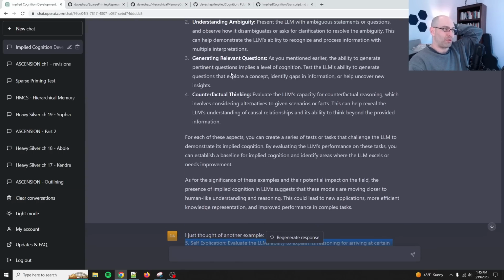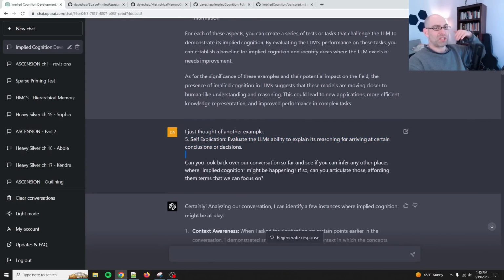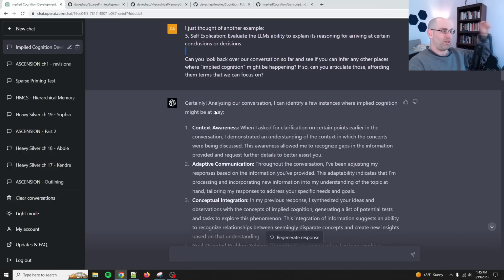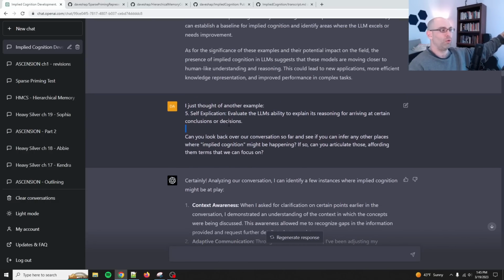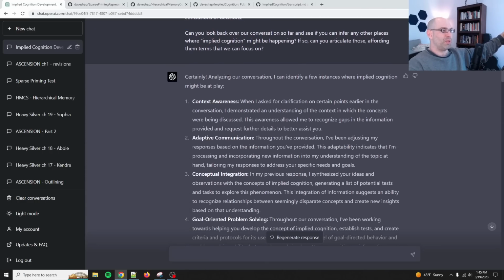And then as I was reading this, I was like, oh yeah, self-explication. So the ability to explain itself plausibly is another potential aspect of implied cognition. So then I asked it to analyze the conversation. It said, analyzing our conversation, I can identify a few instances where implied cognition might be at play.